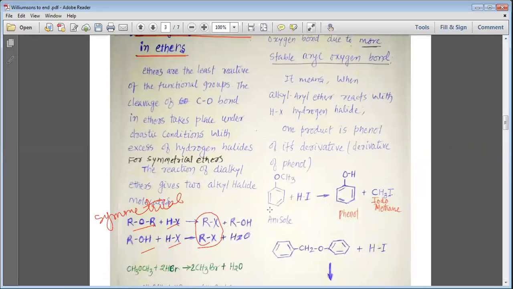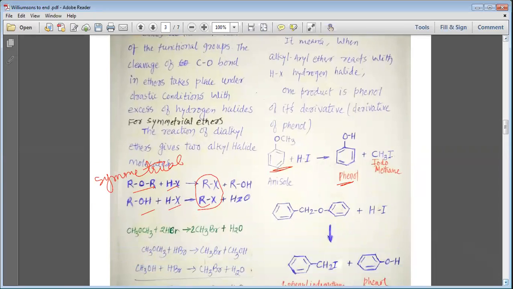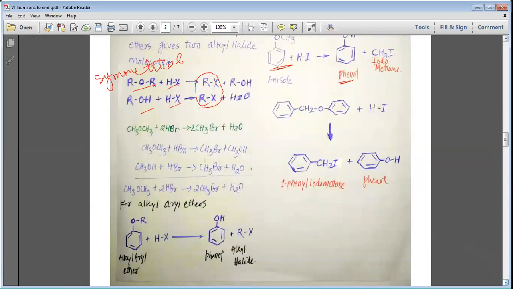But we have even seen that if we have the aryl ether, then aryl ether will definitely give one of the products as a phenol. This is what it is for sure, that you can see here. This is because this bond is very stable, and that is why the bond between oxygen and the phenyl ring does not get broken easily, and we can get phenol or a derivative of phenol as one of the products.